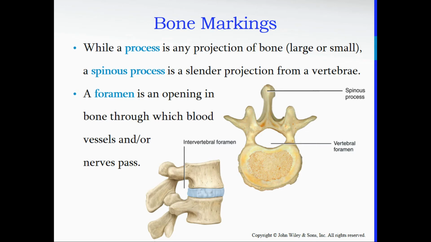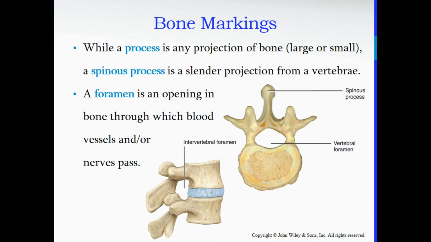The scapula, for one, comes to mind. There is a spine on the ridge of the scapula, so these are typically not found only on vertebrae, but you will find them in a few other places. A foramen is an opening in a bone through which blood vessels and/or nerves will pass.